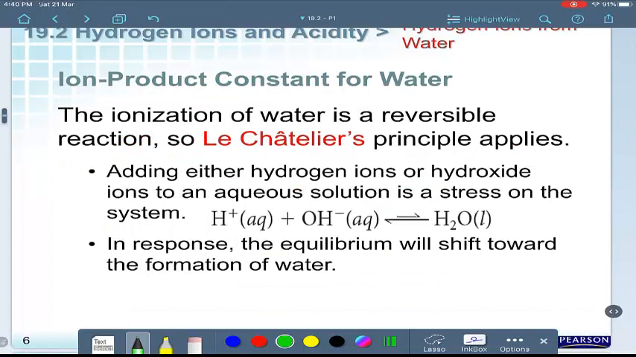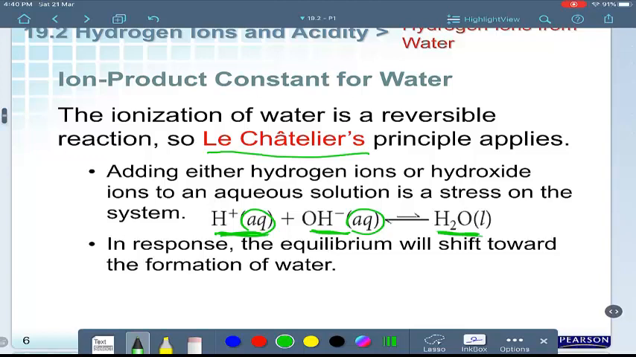What happens to the water, and what's the relationship between what happened to the water in the container and the Le Chatelier principle we studied before? You can apply the Le Chatelier principle in the case of ionization of water. How? Look, if you have this hydrogen ion and this hydroxide ion in aqueous state, they form water. You can apply Le Chatelier because this reaction is a reversible reaction.